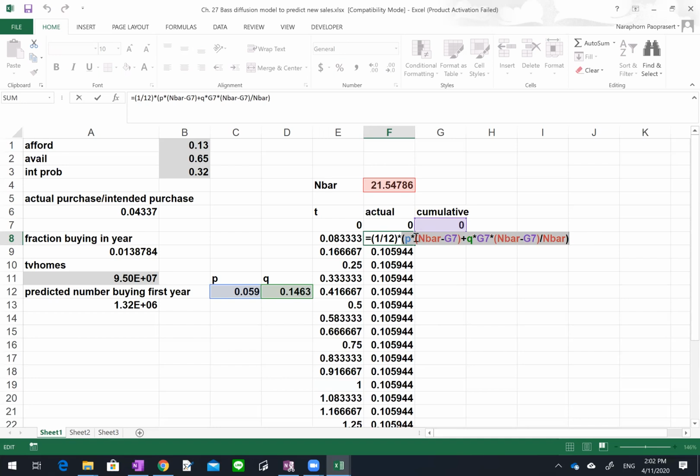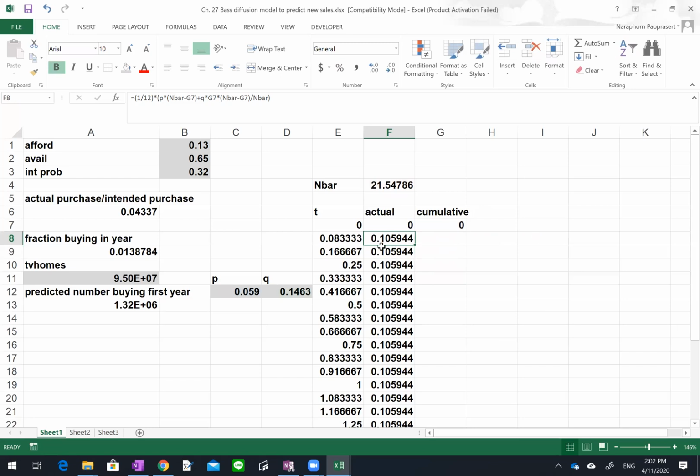So it's P times N bar minus G7, which is the cumulative sales, plus Q times G7 times N bar minus G7 divided by N bar. So the one that I highlighted came from the BAS model formula. And this formula is for 1 year of sales, so I need to multiply it with 1/12.